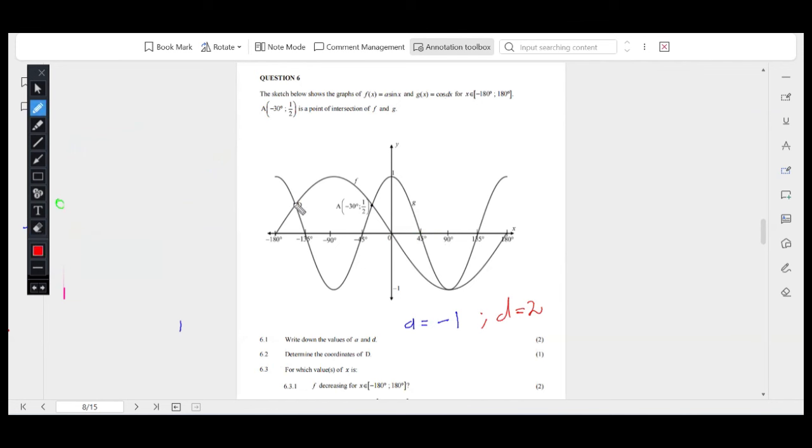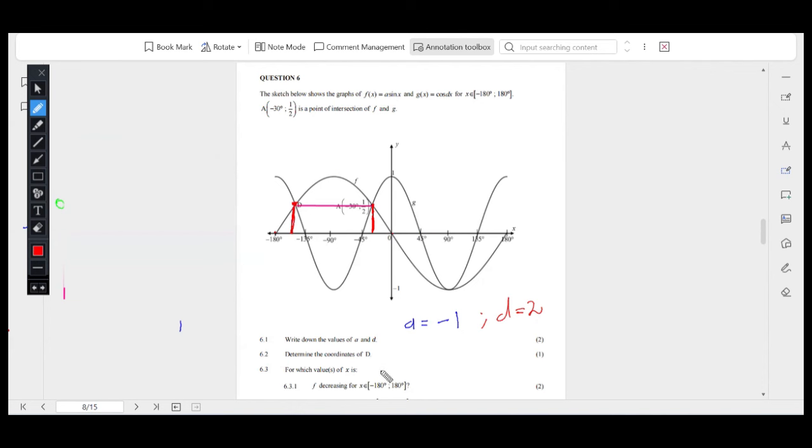Where is D? So D is here. We do agree that D is on the same straight line as A there. So obviously, considering that the distance from here to here is 30, then we also know that the distance from here to here would have to be 30 as well. So that means we'd say 180 minus 30.